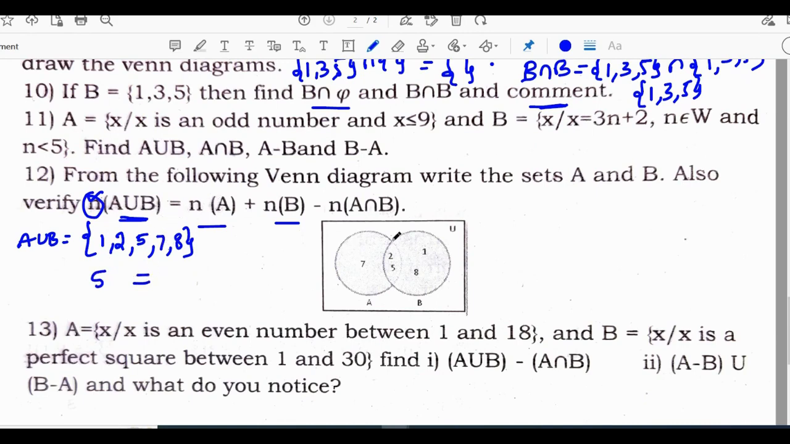I'm writing it equal to n of A. This is the A set: 1, 2, 3. The number of elements in the A set is 3. n of B means the number of elements in the B set. So this is the B set: 1, 2, 3, 4. A intersection B has two elements, so I will write 2. So the left hand side is 5, and 3 plus 4 is 7, 7 minus 2 is 5. Clearly the left hand side and right hand side are equal. So hence n of A union B is equal to n of A plus n of B minus n of A intersection B.